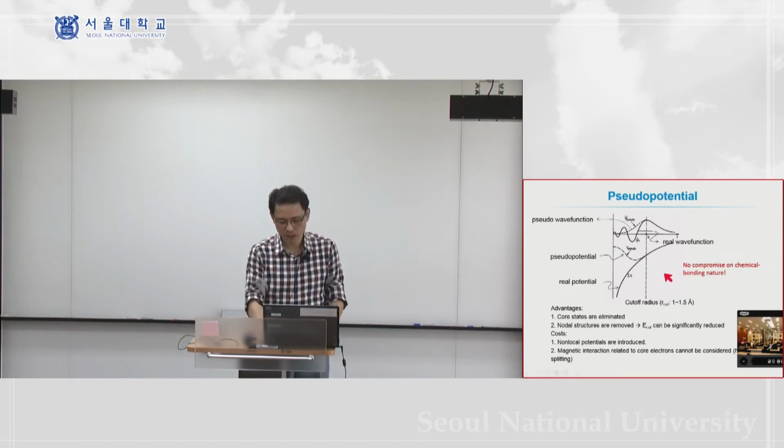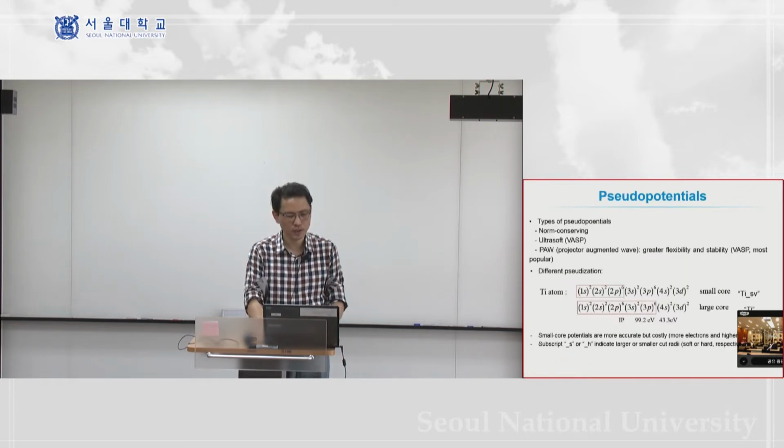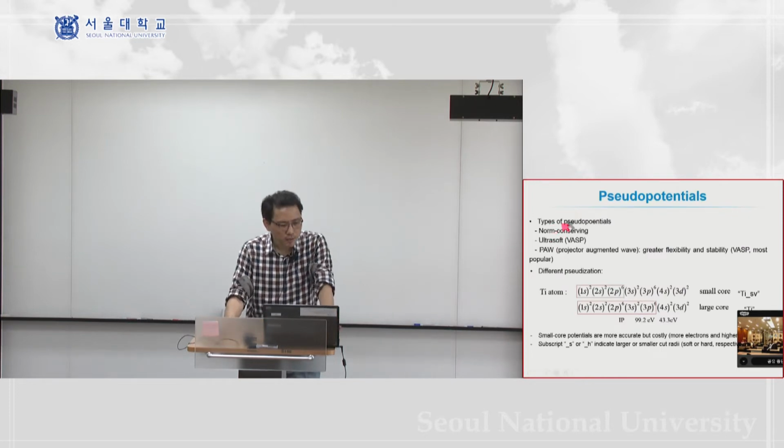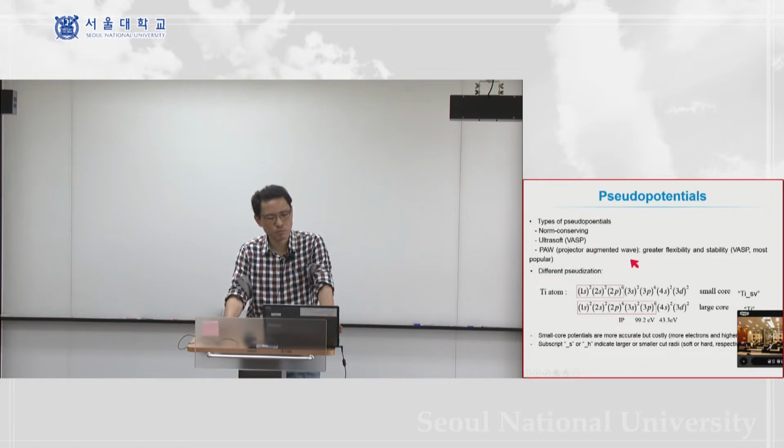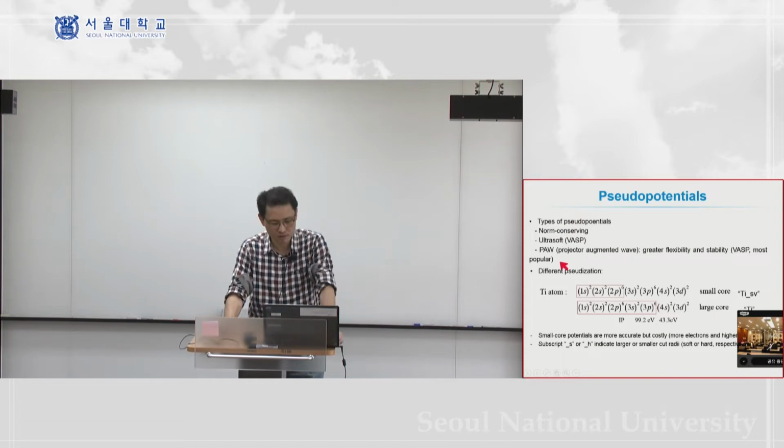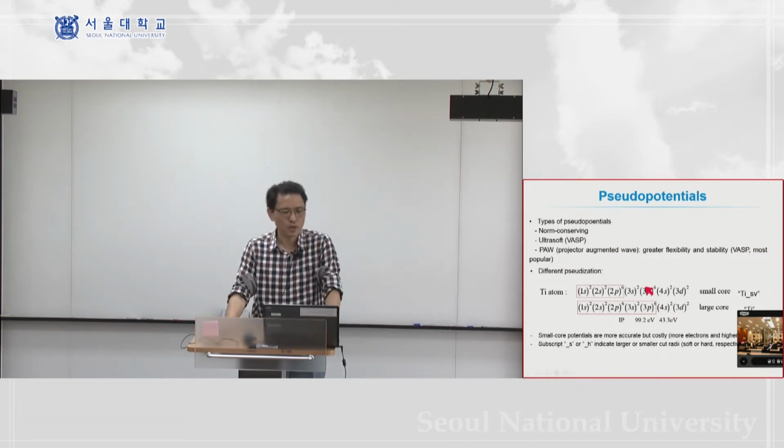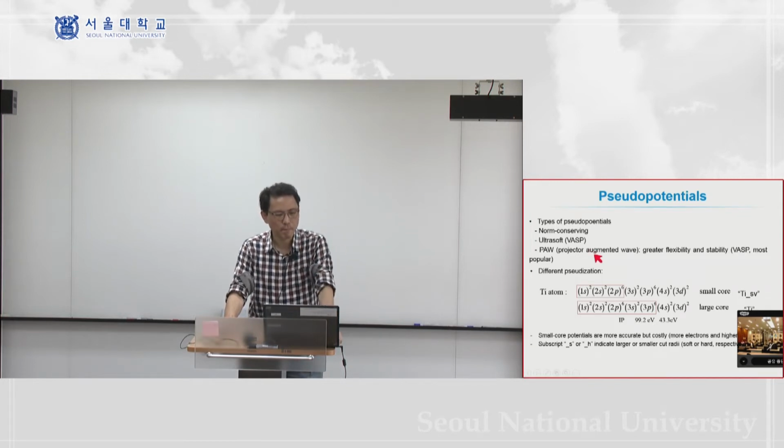So we have many reasons to employ the pseudopotential approach. There are several types of pseudopotentials, like norm-conserving, ultrasoft, and PAW. I'm not going into details, but these days, since VASP fully supports PAW pseudopotentials, it has become the most popular. In my time, when I was a graduate student, I mostly used just norm-conserving potentials, but these days PAW is used everywhere. Basically it is the same pseudization scheme.